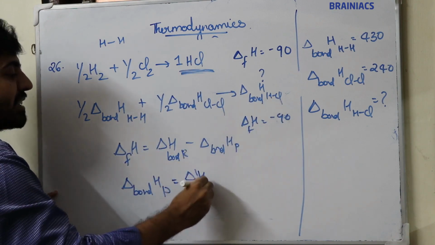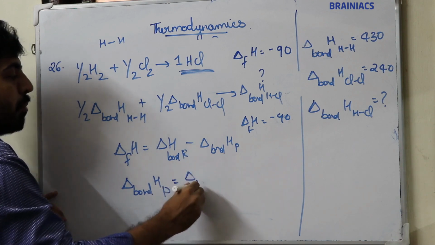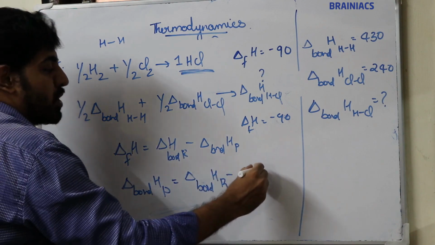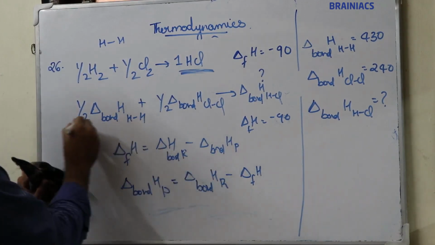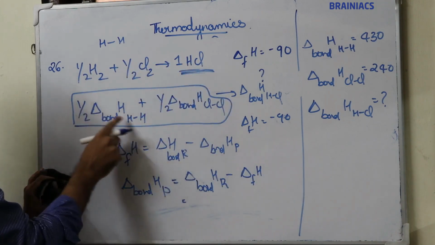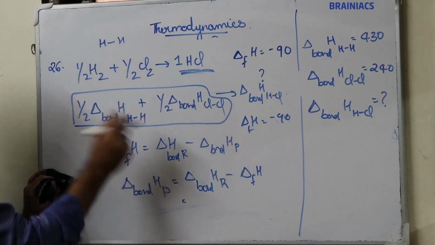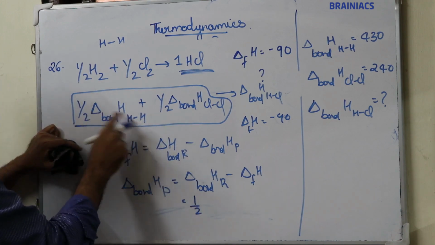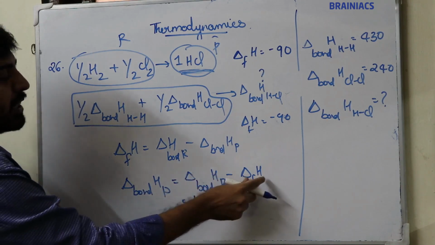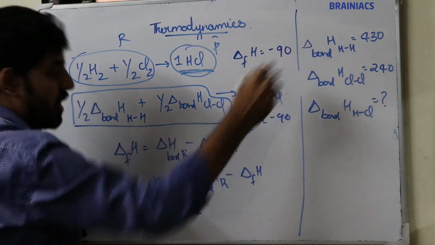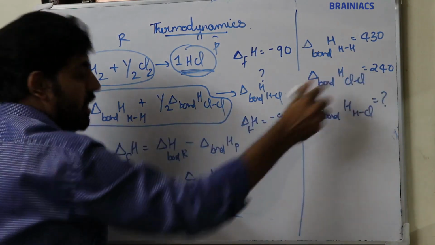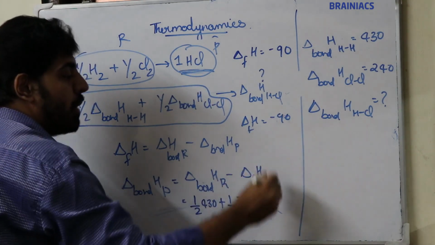the bond enthalpy of reactants minus the enthalpy of formation, right? Now, these two are reactants and this one is the product. The reactants are the bond enthalpy of H-H and of Cl-Cl, and we are taking only half of each. So the bond enthalpy of the product equals the bond enthalpy of reactants minus the enthalpy of formation: half of the bond enthalpy of H-H, 430, plus half of the bond enthalpy of Cl-Cl, 240, minus the enthalpy of formation, minus 90.